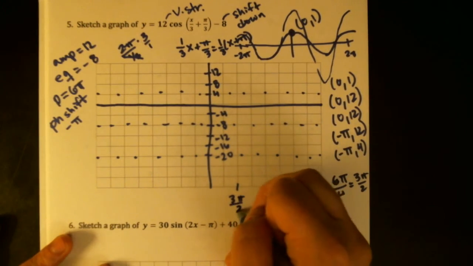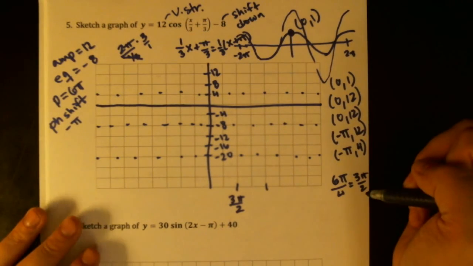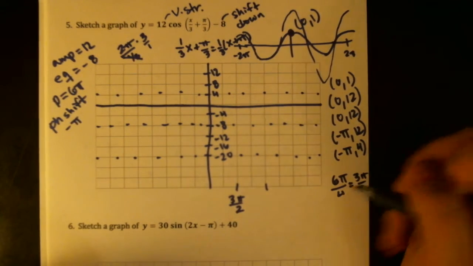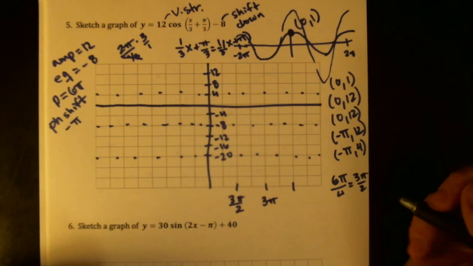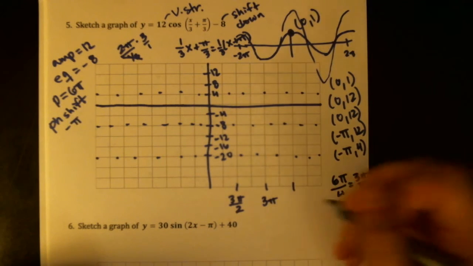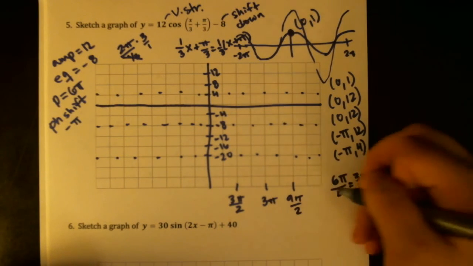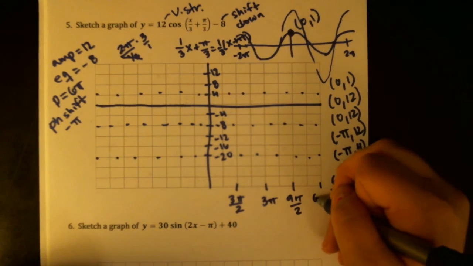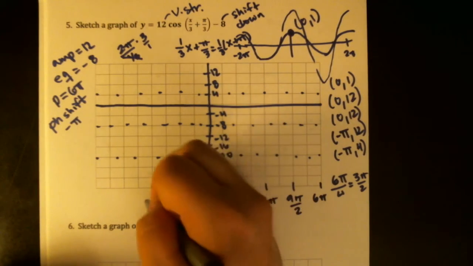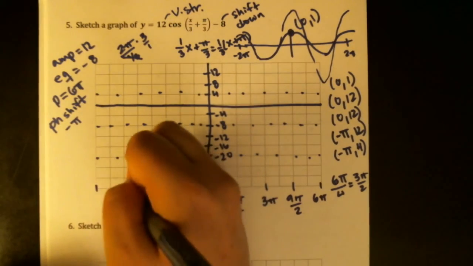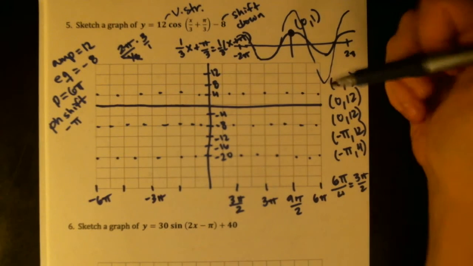So this is going to be a 3 pi over 2, and then we're going to go for 2 of those, which is 6 pi over 2, so this is 3 pi, and then we'll go for 3 of them, which is 9 pi over 2, and then 3 more is 12 pi over 2, so there's our 6 pi. Okay, so on this side, negative 3 pi and negative 6 pi.